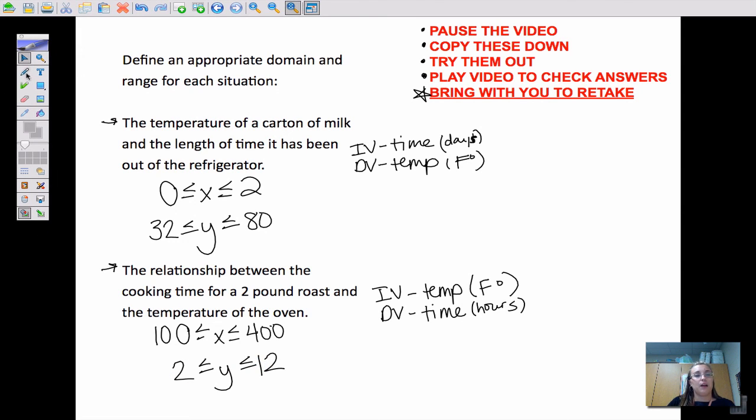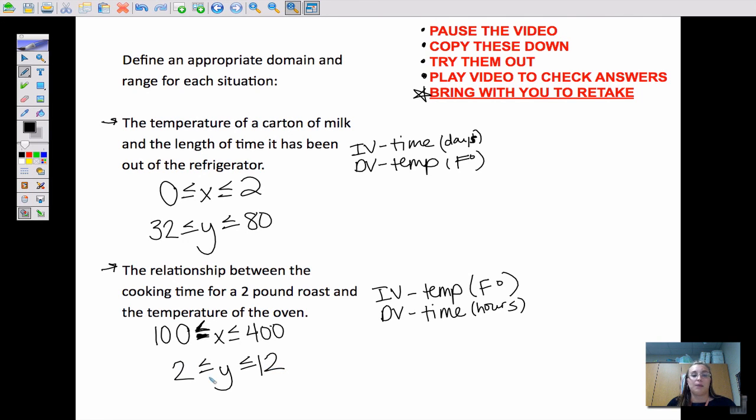So what I wrote down here is I said that the temperature could be anywhere from 100 to 400 degrees. I just thought that was reasonable because if you're actually trying to cook it, you're not going to use 0 degrees. And the lowest I've ever seen a temperature set at is 100, and the highest I've ever seen it set at is 400. And then I said that I thought it would take anywhere from 2 to 12 hours, depending on how hot you set it.